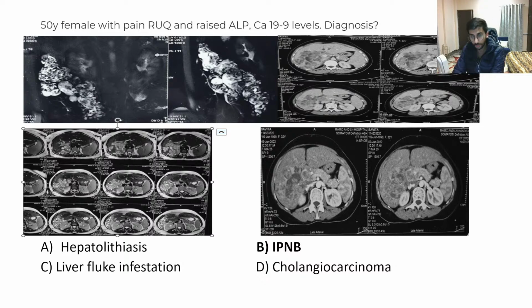Like in the pancreatic counterpart, the IPMN has less malignant potential as compared to the mucinous cystic neoplasm of pancreas. But here in bile ducts, the mucinous cystic neoplasm has less malignant potential as compared to the IPNB. So IPNB has more malignant potential as compared to mucinous cystic neoplasm of liver, and IPMN has less malignant potential as compared to mucinous cystic neoplasm of pancreas. So these are the key differences between these mucinous cystic neoplasms. We'll read an article about it.